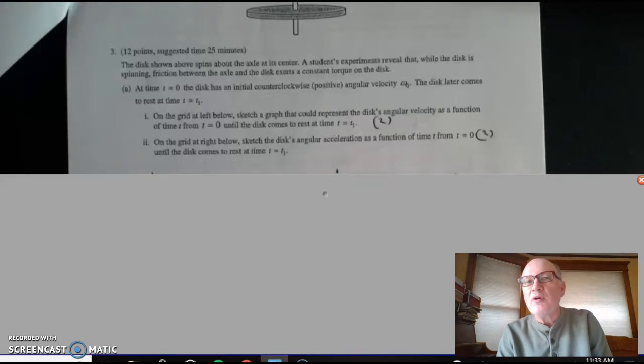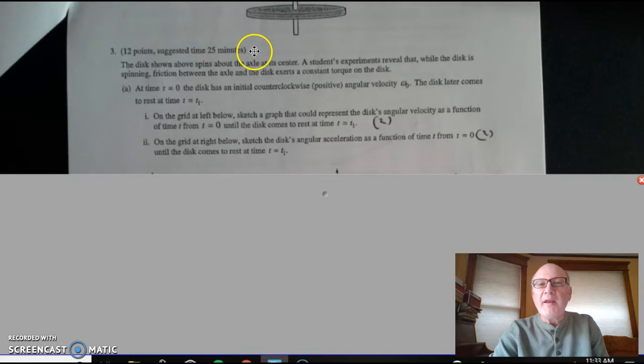Okay, here's question number 3 from our free response section. It's a 12-point question with a suggested time of 25 minutes. And it's about a disk that's rotating. And this is essentially a problem where we're considering angular motion, rotational motion, torque, inertia, and so on.